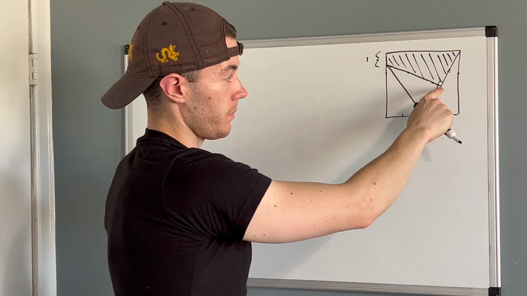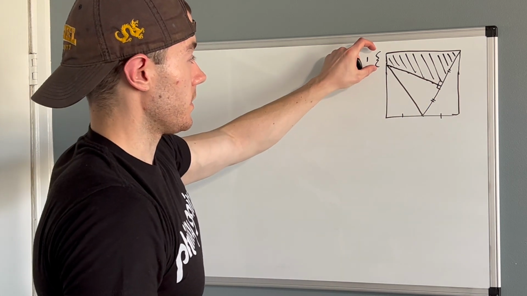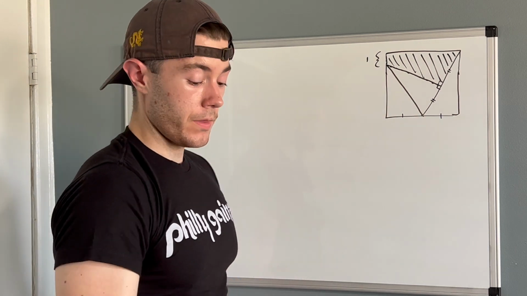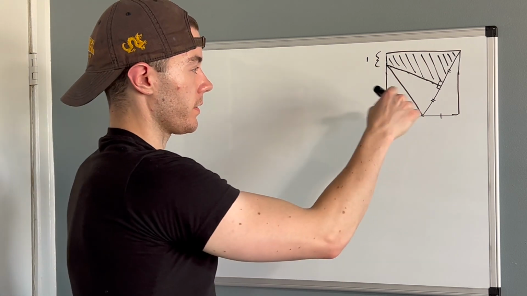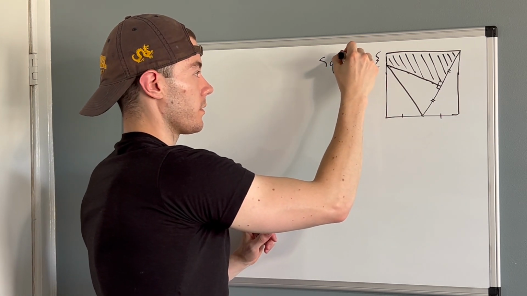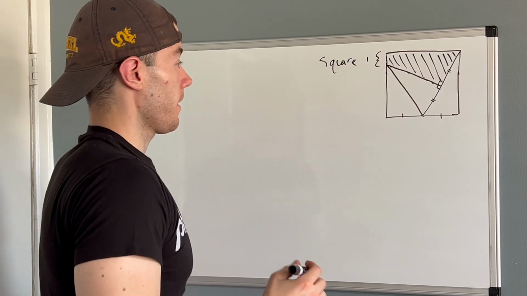And this line segment makes a 90-degree angle with this line segment, and that this side of the shaded region is equal to 1. It's the only information. Oh, and that the whole thing is a square. The only information that we're given, and we're asked to find the area of the shaded region.